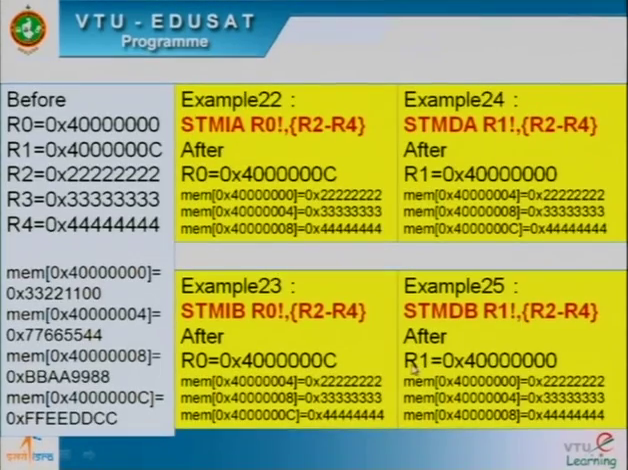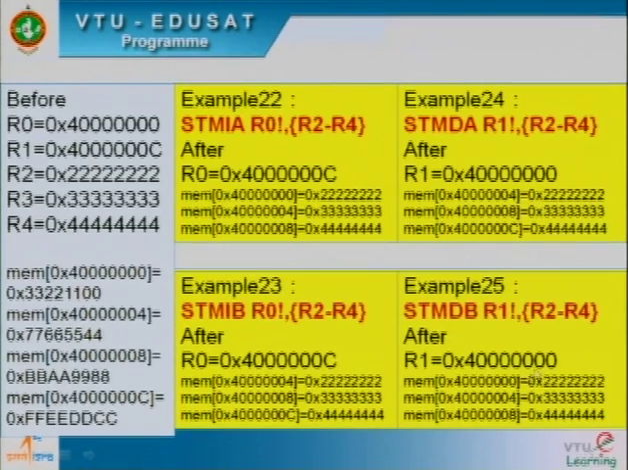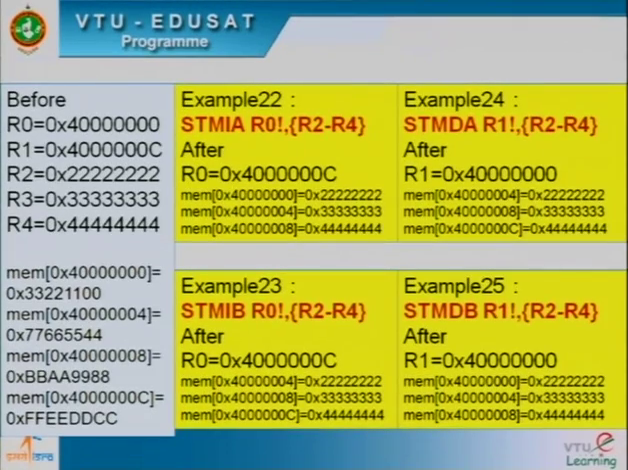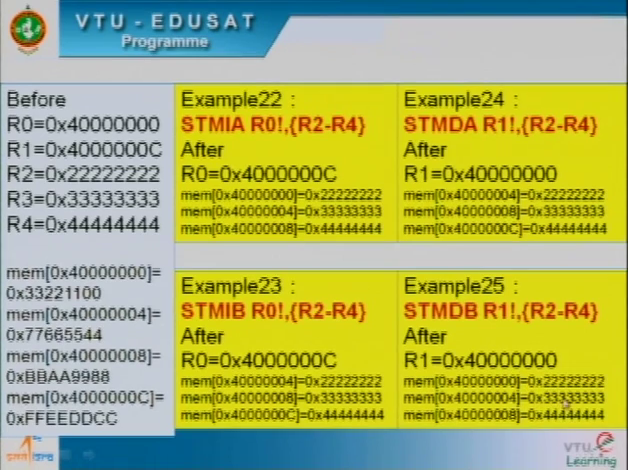See what happens: the final R1 value will be 0x4 followed by 7 zeros. For that memory location, we are storing the R2 content.